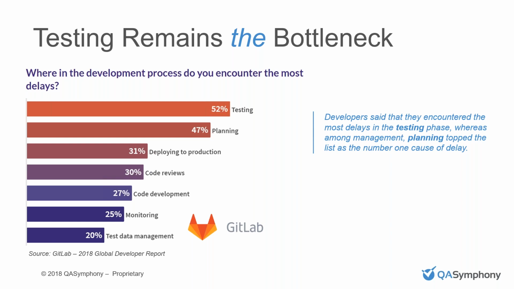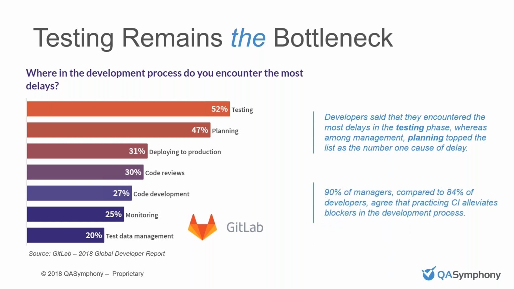So you have a connection between planning and testing as the two number one things, and they're pretty much by far, when you look at deploying to production or code reviews, way ahead when it comes to that, right? The other thing is that even though they see that there's this issue with testing and issue with planning, what they will agree on is that they believe CI alleviates a lot for the developers in the development process.